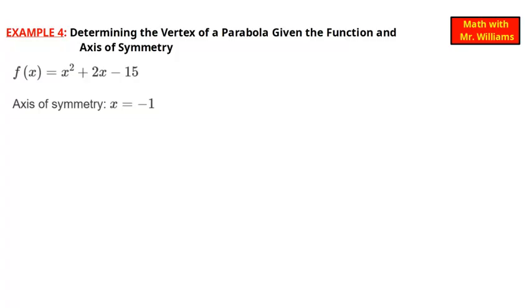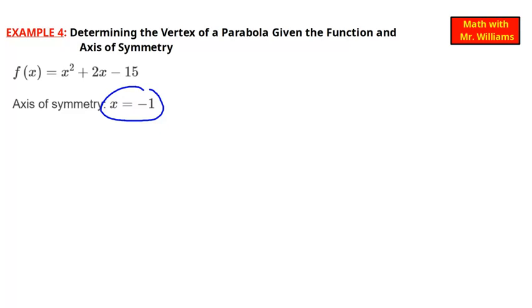Example 4, determining the vertex of a parabola given the function and the axis of symmetry. Math of Mr. Williams. So here we have f of x equals x squared plus 2x minus 15, and an axis of symmetry where x equals negative 1. What that's telling us is that in our function, if we plug in negative 1, we're going to figure out what our f of x is.